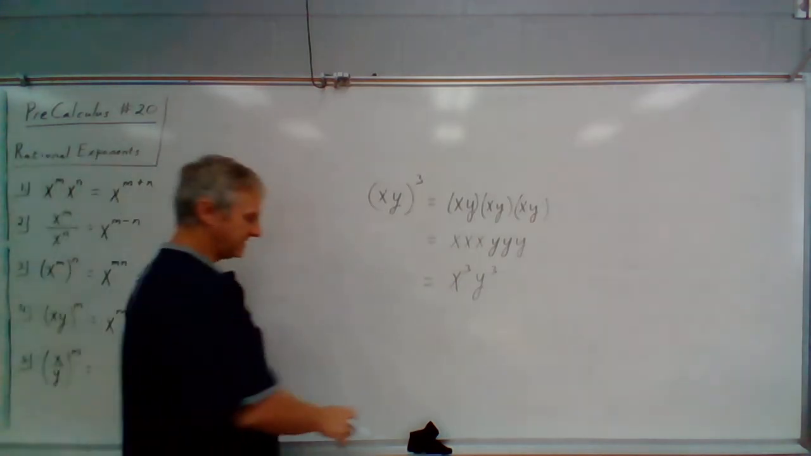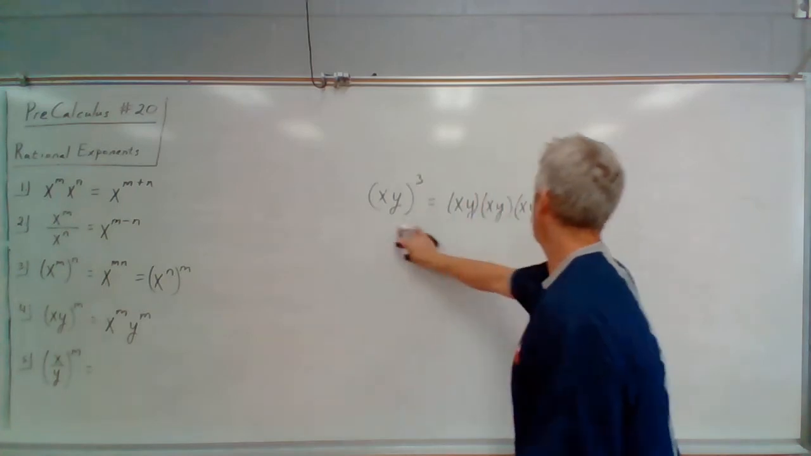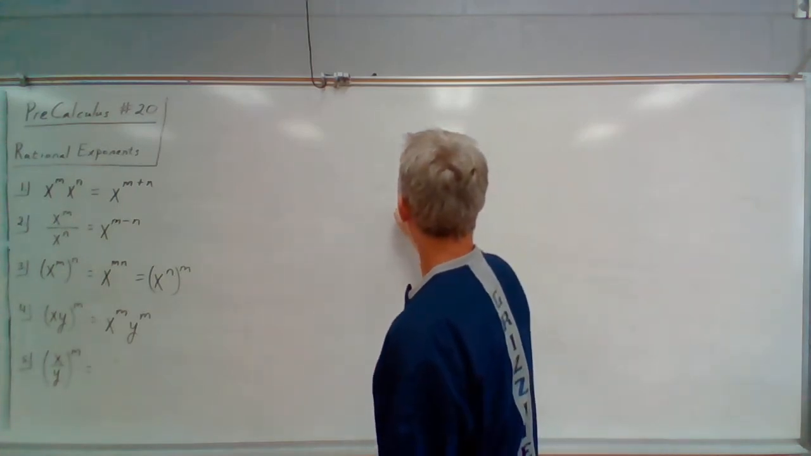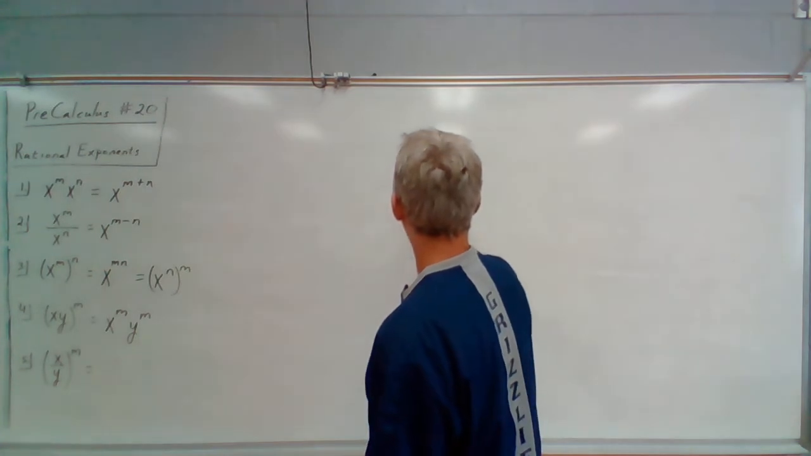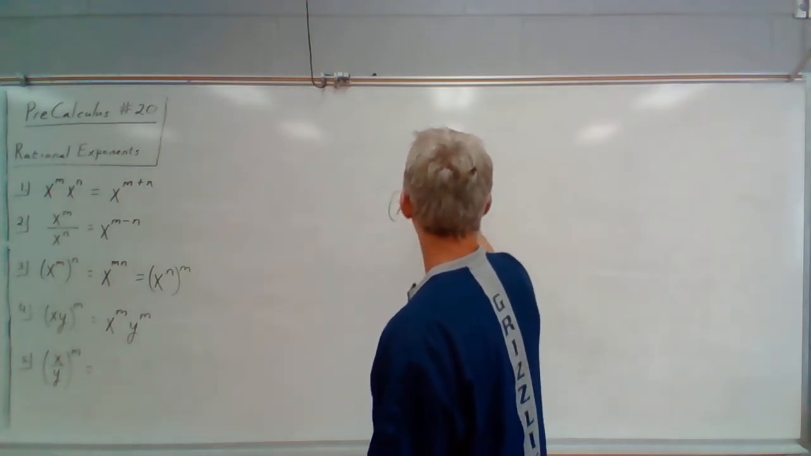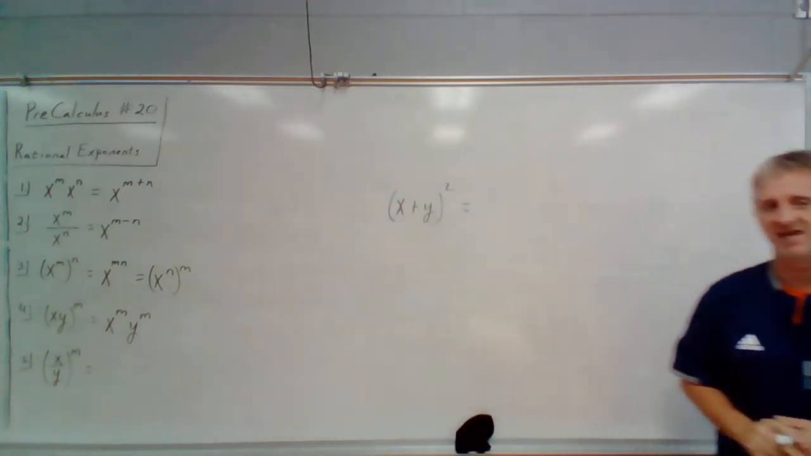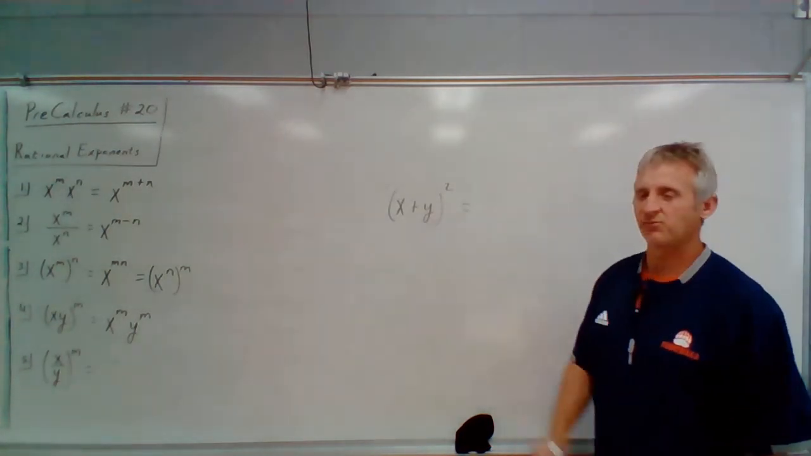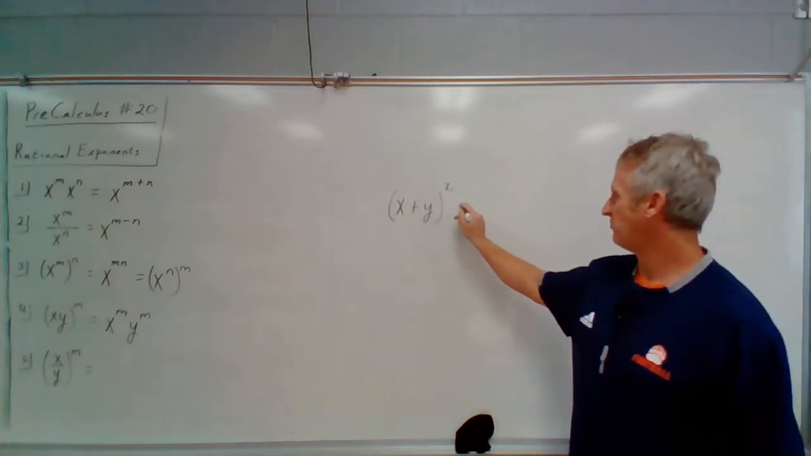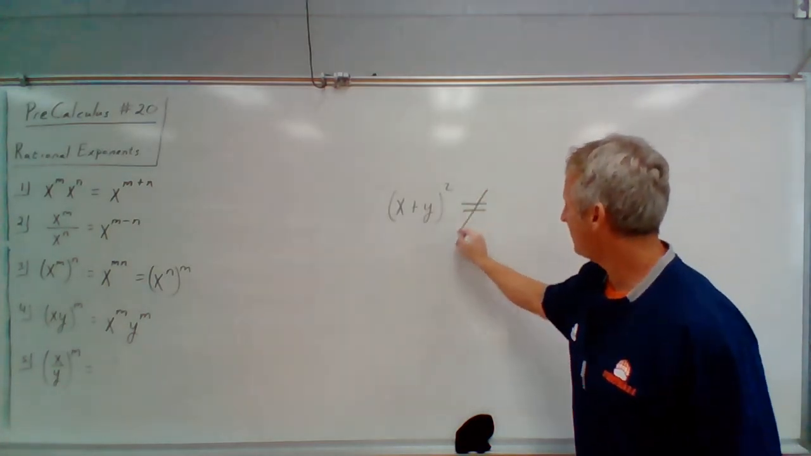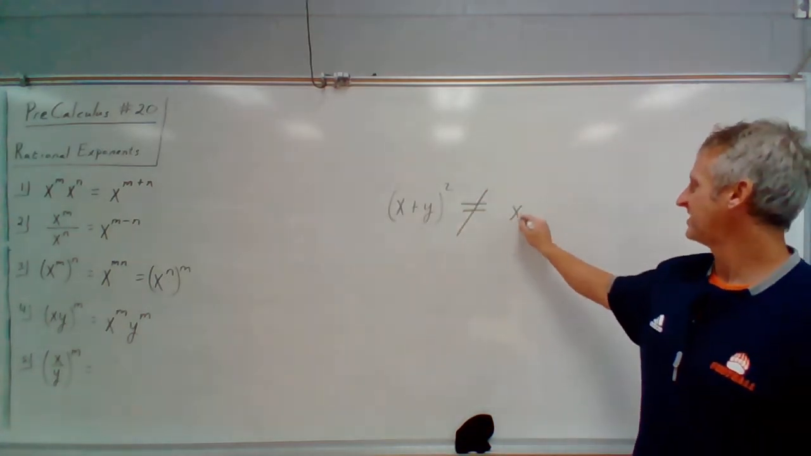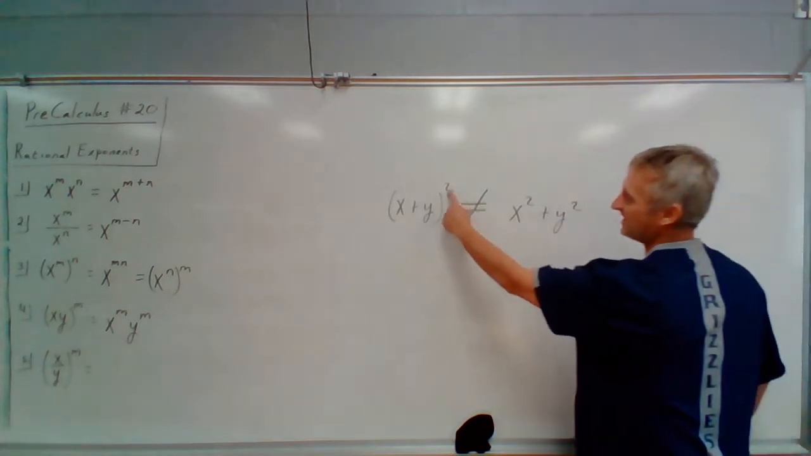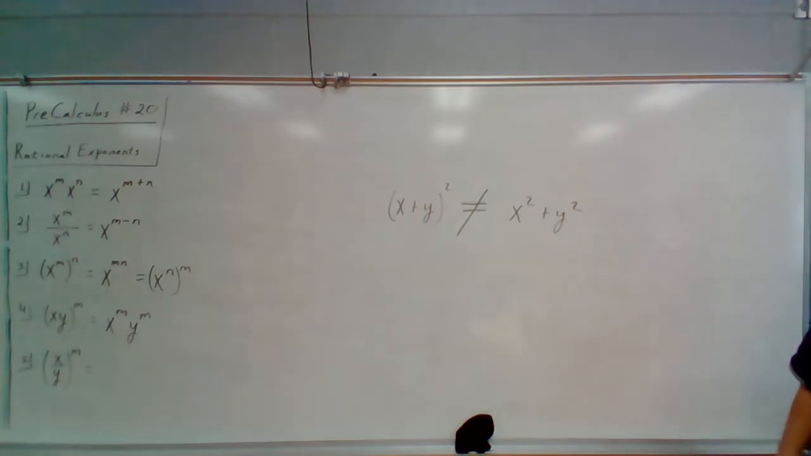All right, one mistake that I see often is this. Okay. So instead of x times y squared, which would be x squared times y squared, we have x plus y squared. Don't make this mistake. This is not equal to x squared plus y squared. Okay. This 2 cannot just apply to both of those.